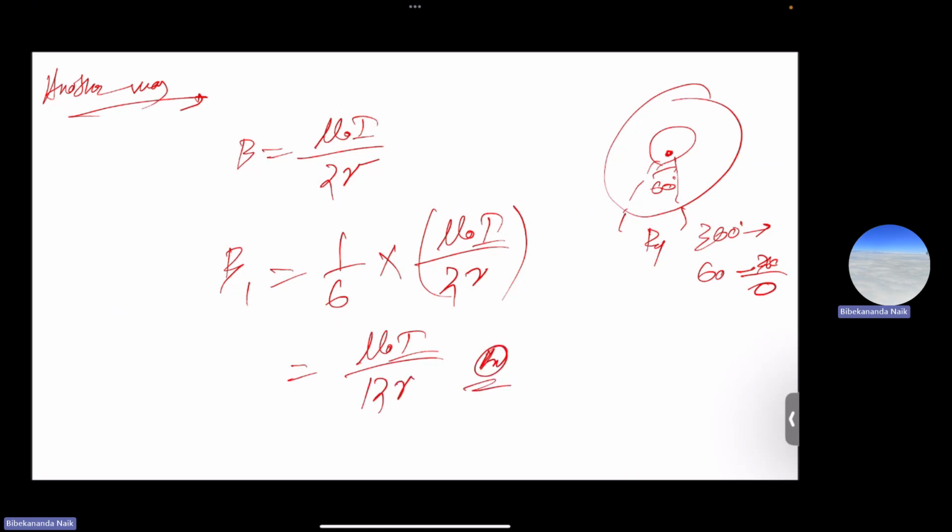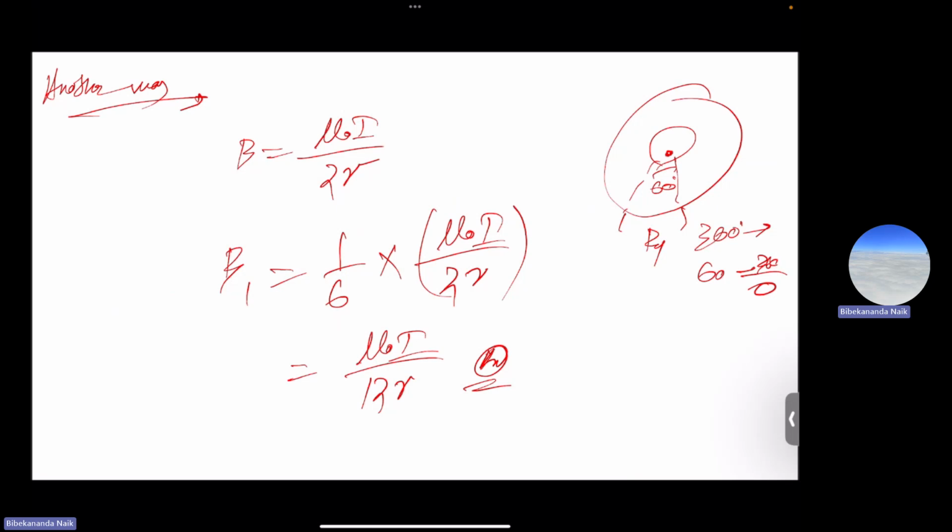Again, this is another way to solve it. Now we move to question number 8. Question number 8 says a circular coil of radius A carries an electric current. The magnetic field due to the coil at a point on the axis of the coil located at a distance r from the center of the coil, so that r is greater than A, varies as: option A proportional to 1 by r, option B proportional to 1 by r square, option C proportional to 1 by r cube, or option D proportional to 1 by root r.